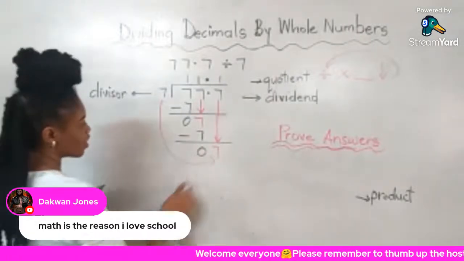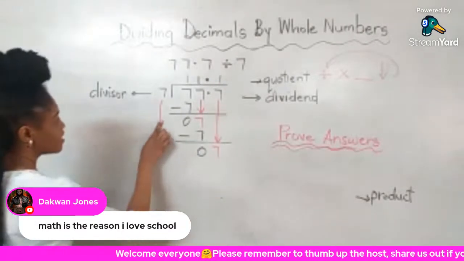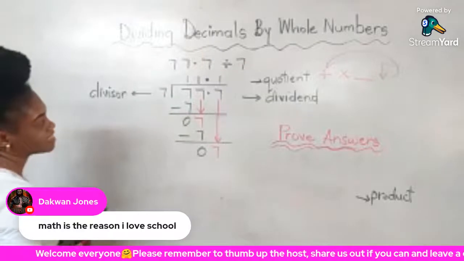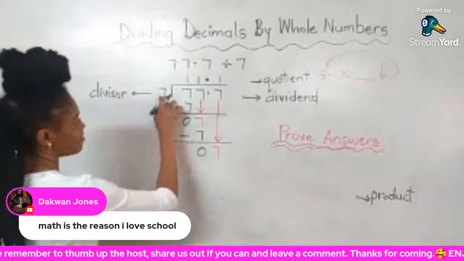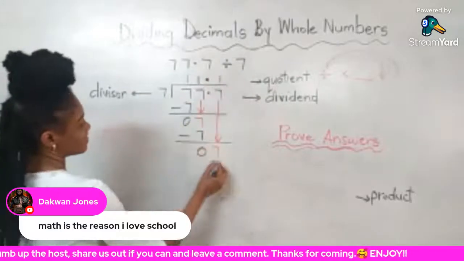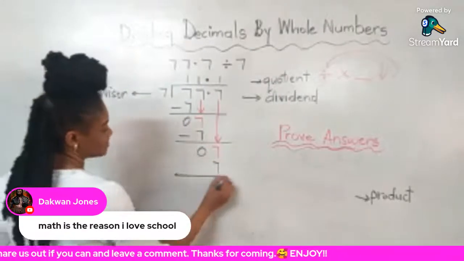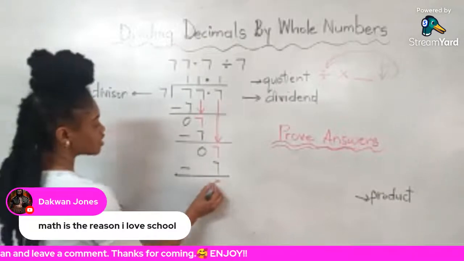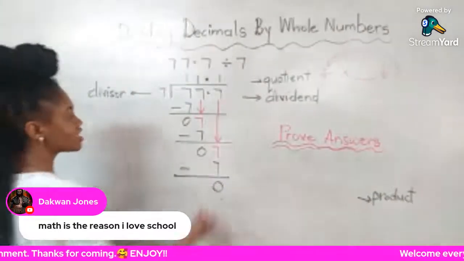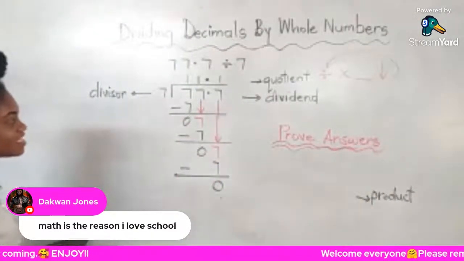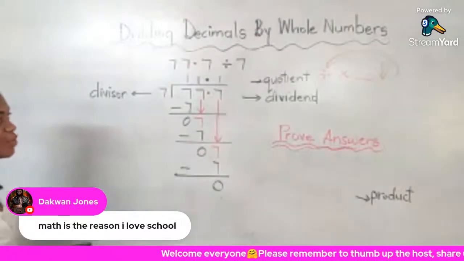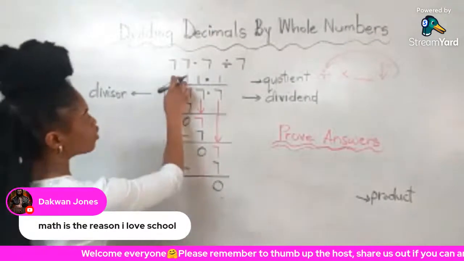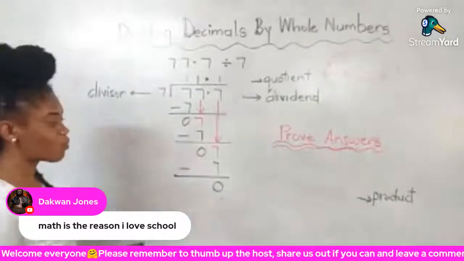The next thing you are going to do is what? Multiply 7 by 1 or 1 by 7. Still get 7. Take away again, and of course, you're going to make 0. Look to see if you have any more digits in your dividend. No, we don't have any more. So our quotient is 11.1.